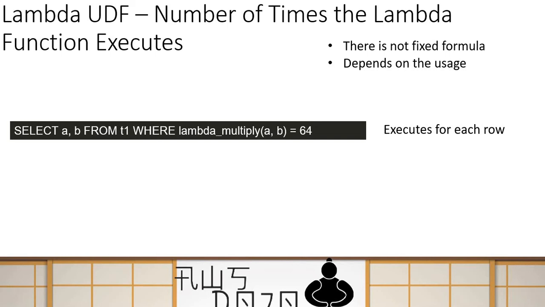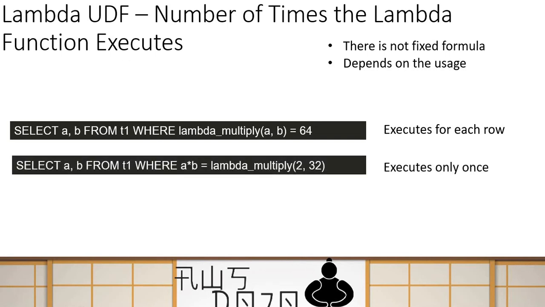Now I'm going to run a similar query in another example, with a small change, and you will realize how the whole thing changes. The second query is similar and will give the same result. We're saying select A and B from T1 where A into B is equal to lambda_multiply(2, 32). That means wherever A into B is equal to 2 into 32, assuming this Lambda function multiplies the 2 parameters, give me that result.